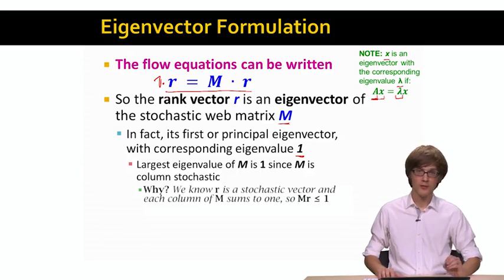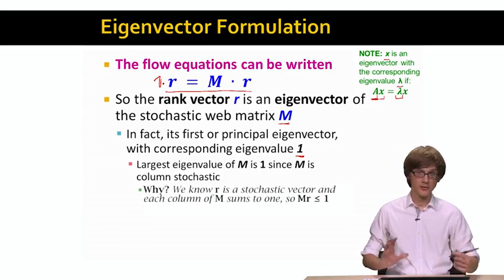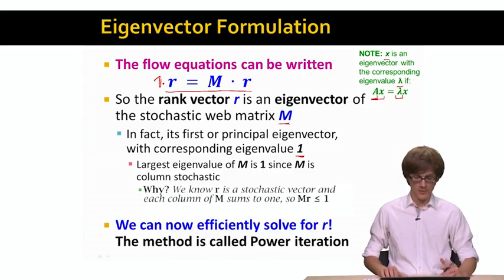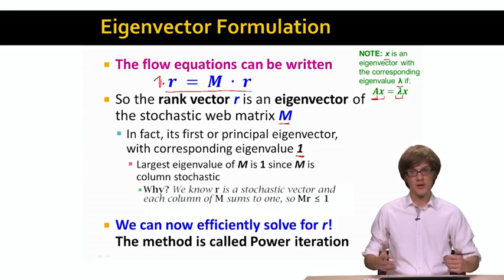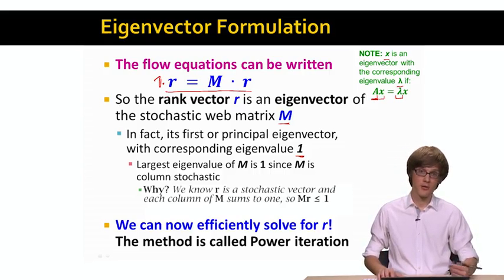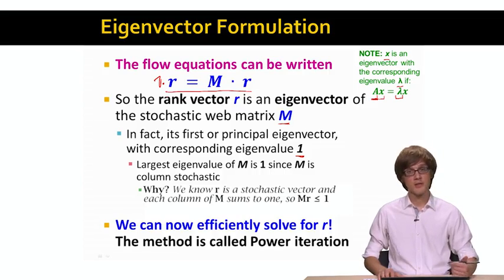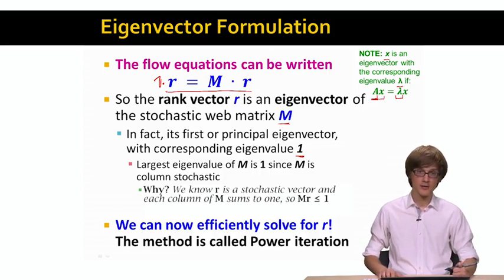Okay, so what did we do now? So far, we took our graph, represented it as this big matrix, and reformulated our flow equations into this matrix formulation. Now we established the connection between the matrix formulation and the eigenvalues and eigenvectors of this matrix M. So instead of thinking of this as solving a system of equations, we can think of our problem as finding the eigenvector of matrix M. And there is a very efficient method for finding eigenvectors of a given matrix, called power iteration.